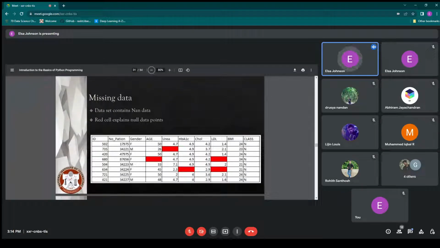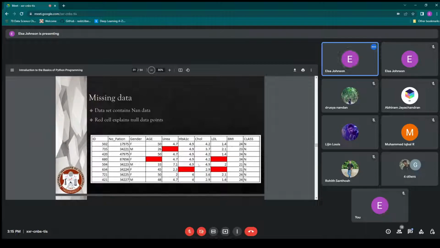For explaining this, I have just taken biomedical data based on diabetes. In this data, I've listed out the different features which were collected like ID, patient number, gender of the patient, age, then their urea levels, HbA1c levels, cholesterol levels, LDL, BMI, and class. This class says whether the person is diabetic or not. N refers to not diabetic, and Y refers to diabetic.